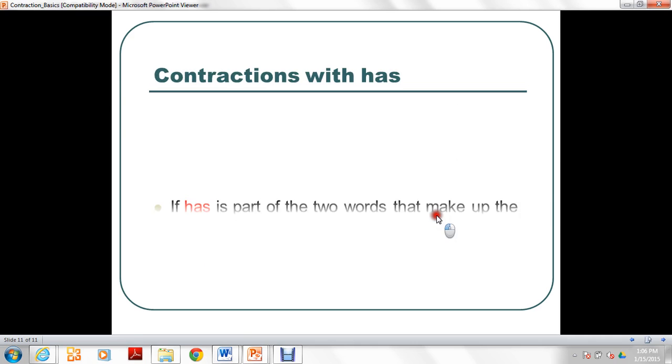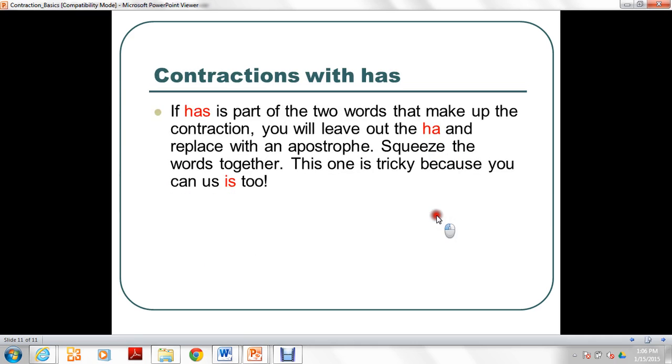Contractions with has. This is the last one. If has is part of the two words that make up a contraction, you will leave out the H and A and replace them with an apostrophe. Squeeze the words together. This one is tricky because you can use it for is too.